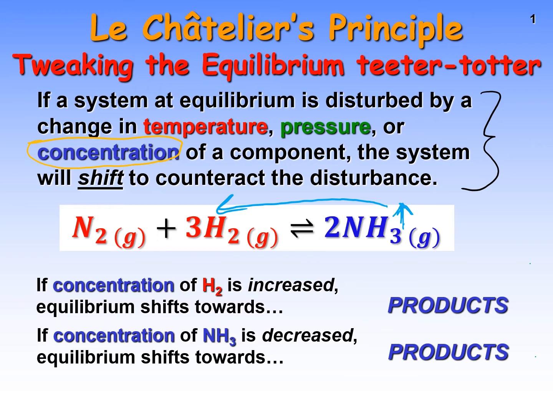So when we're trying to figure out which way it's going to shift based on concentration, it really comes down to: what are we doing to the concentration? Are we increasing it or decreasing it? And on what side of the reaction did the increase or decrease occur? If it's an increase, we shift away from the side it increased on. If it's a decrease, we shift towards the side it decreased on.